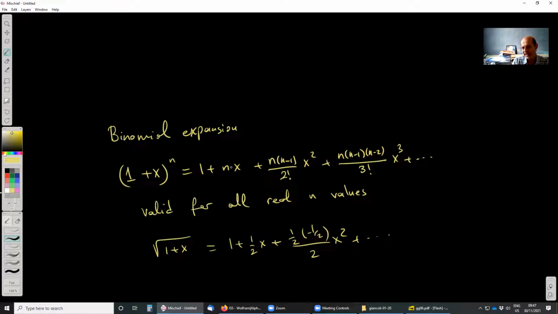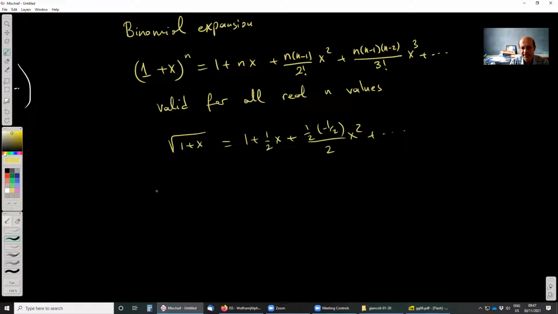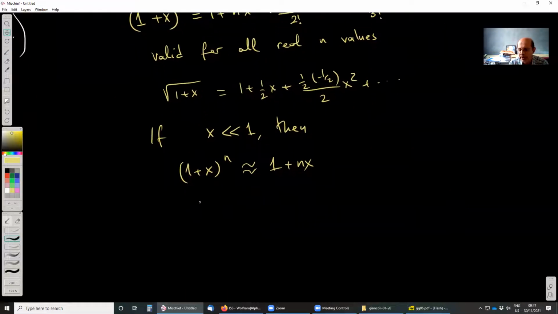So what's important for us is that if x is small, let's say x is much smaller than 1, then that means 1 plus x to the power n can be replaced with 1 plus n times x. I have shown you this when I was talking about derivatives, right? Now I'm reminding you this. So as a result, I can write the square root of 1 plus x approximately as 1 plus x over 2. I can write 1 plus x to the power minus 2 as 1 minus 2x, okay?